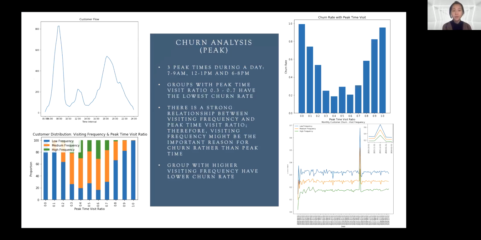The top right corner bar chart shows the relationship between the churn rate and peak visit ratio. The churn rate shows a U shape, and we are quite surprised because this trend does not support our hypothesis, because we expect to see a monotone increasing churn rate if customers suffer from the peak time crowd.